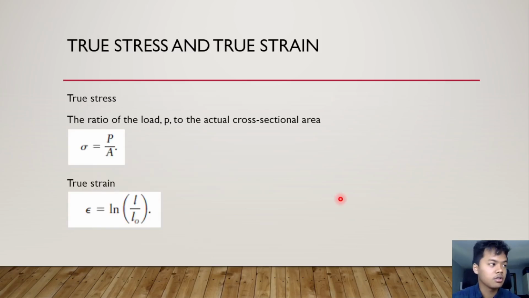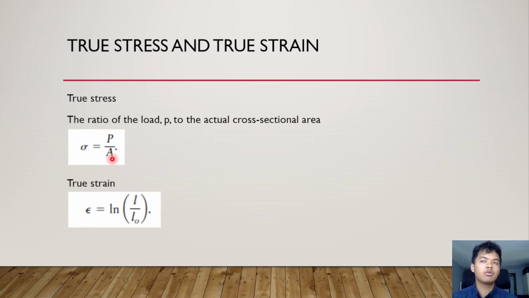True stress and true strain. As I have previously mentioned, we have what's called true stress and true strain. So what are they? In a nutshell, let's take this for example: the ratio of the load P to the actual cross-sectional area. Here we have the actual cross-sectional area, which means that instead of using the original area, what we use here is the actual cross-sectional area.